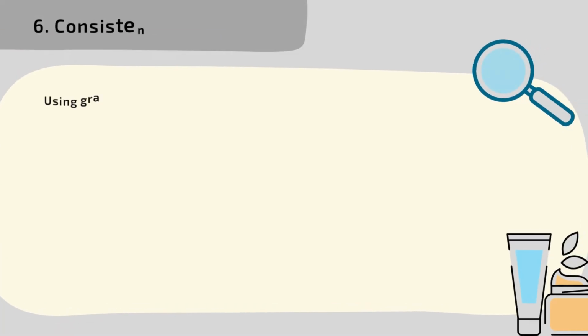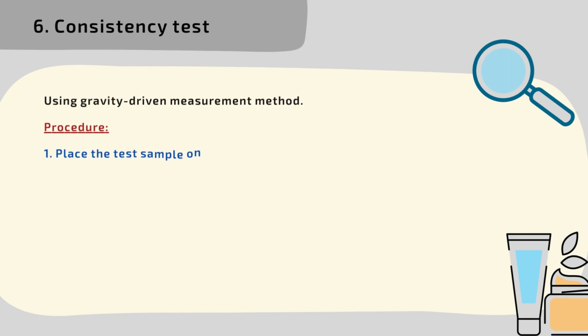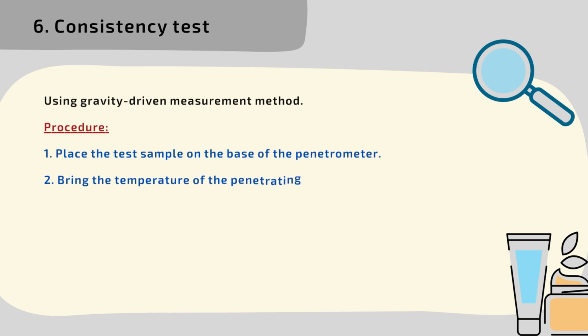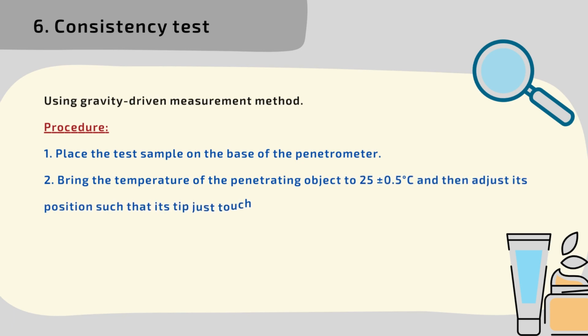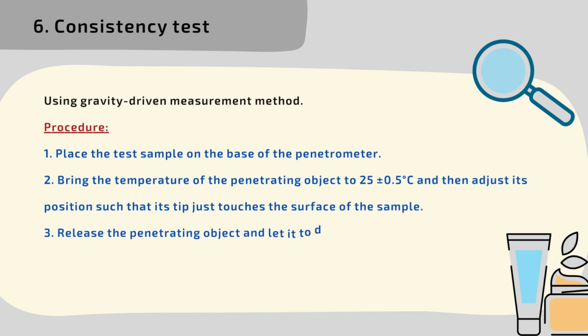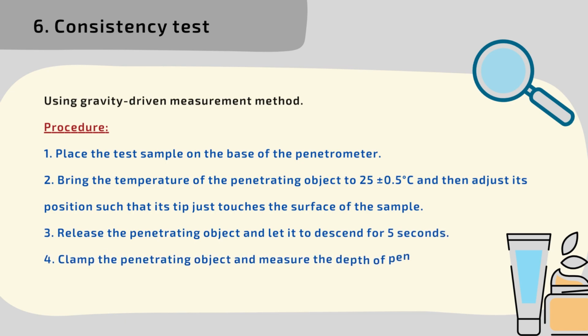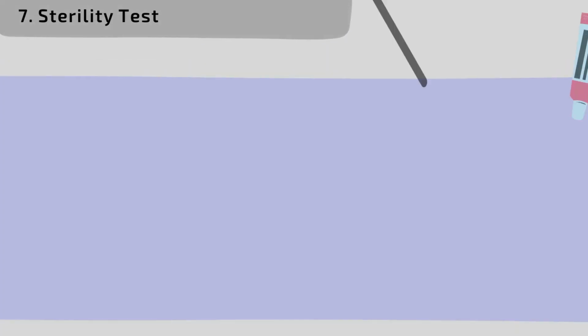Consistency test using gravity-driven measurement method. Procedure: place the test sample on the base of the penetrometer. Bring the temperature of the penetrating object to 25 plus or minus 0.5 Celsius and then adjust its position such that its tip just touches the surface of the sample. Release the penetrating object and let it descend for 5 seconds. Clamp the penetrating object and measure the depth of penetration.